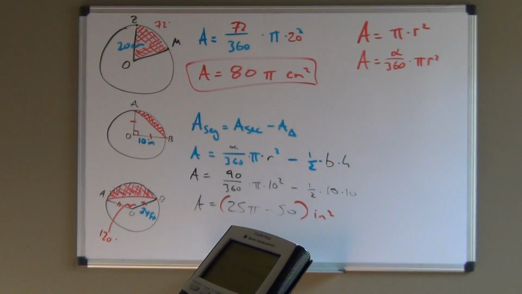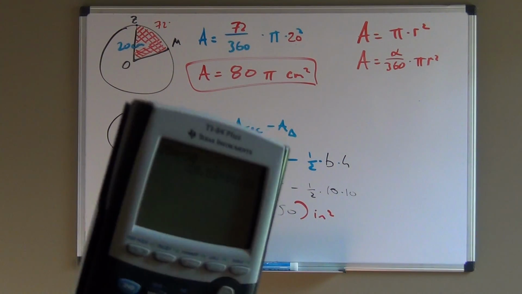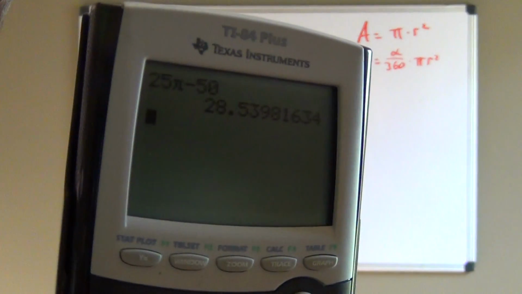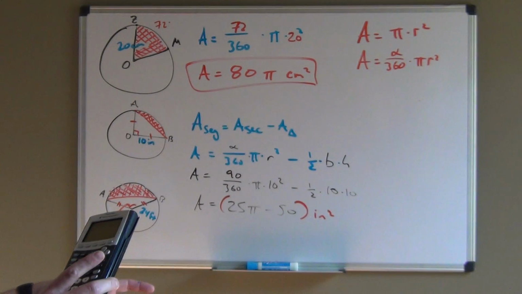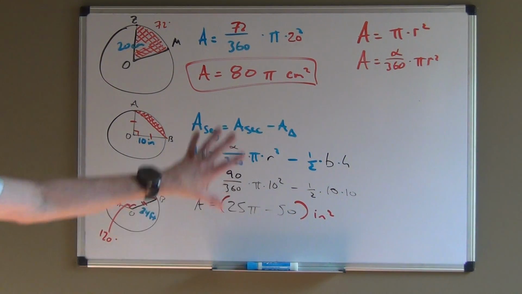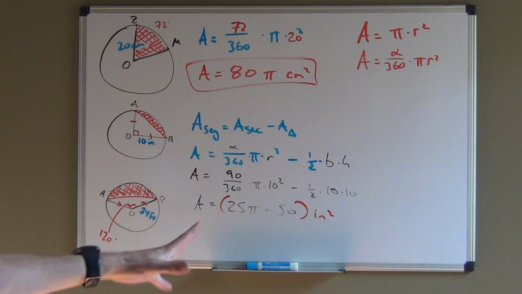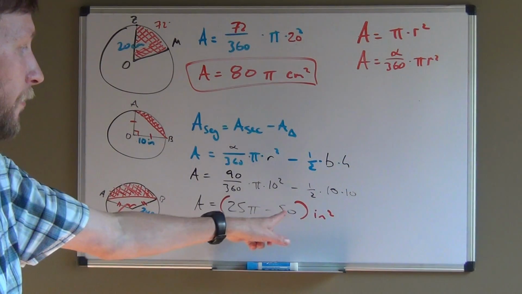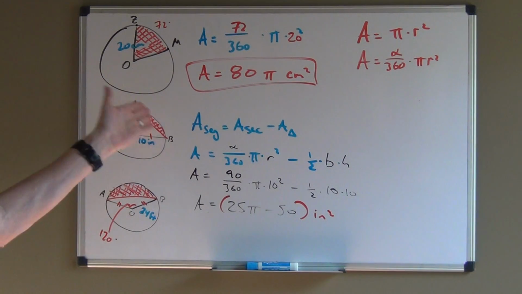So if I were to subtract 50 from 25 pi, oops, wrong buttons, 25 pi minus 50, it'll give me a decimal approximation. All right, sorry if you can't see that, there we go, 28.5. And so we want to make sure that we are okay with doing that multiplication here and the multiplication there, and then stop. Sometimes we get carried away and we want to combine these terms. Well, 25 minus 50 would be negative, right? Negative pi's, and we don't have negative pi's happening here.